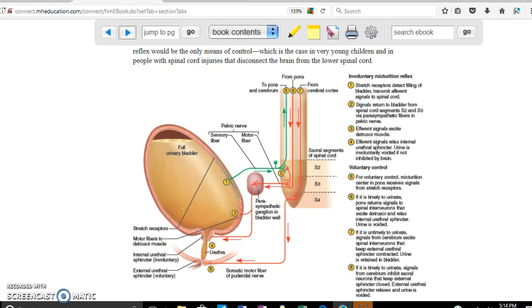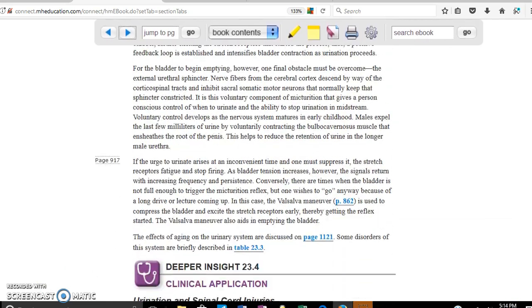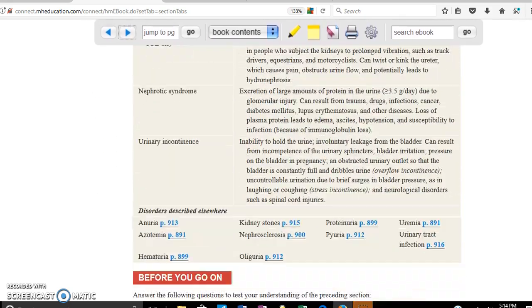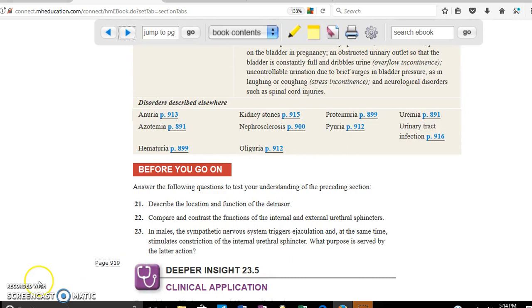Okay, and if we keep scrolling down, you have diseases in there. That's not something that you need to cover, and that's about it for this part.